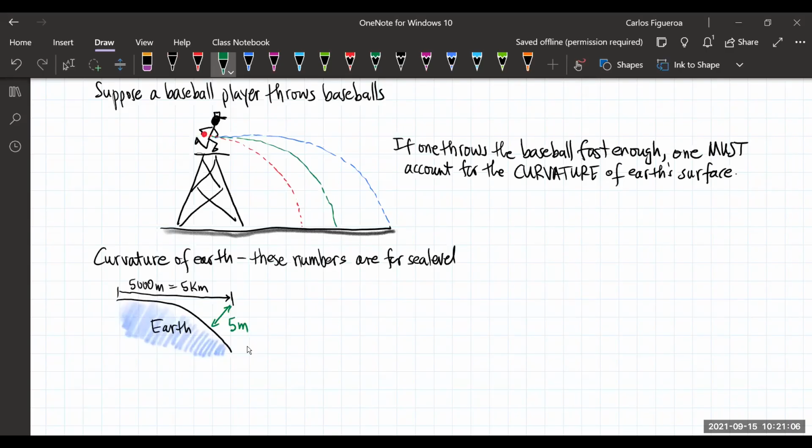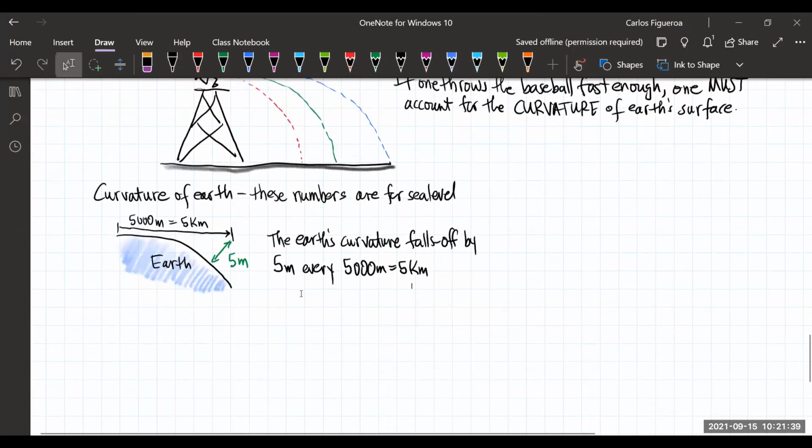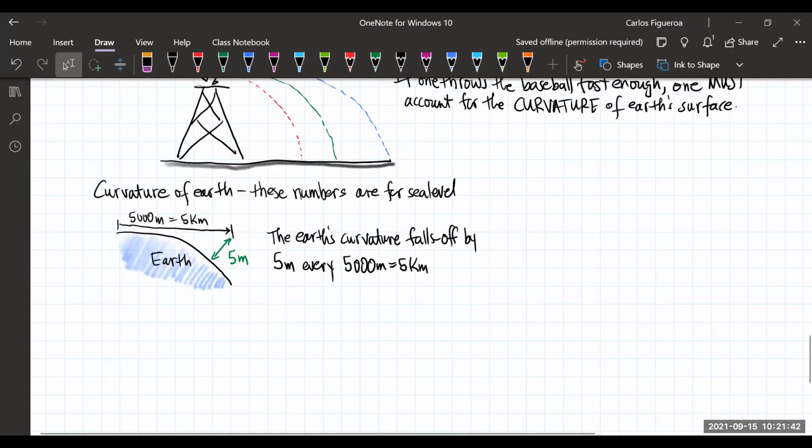So what we say here is this. The Earth's curvature falls off by 5 meters every 5,000 meters or 5 kilometers. Now there's something special about this 5,000. And so I cherry picked that 5,000. And this is the reason why I cherry picked it.